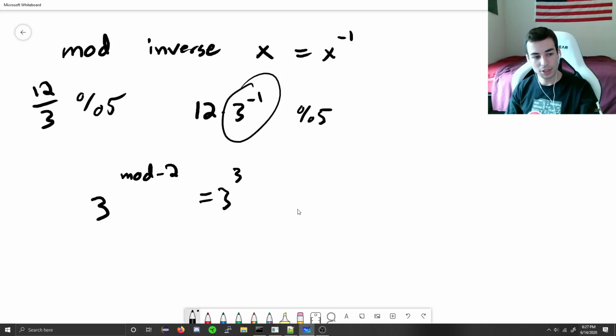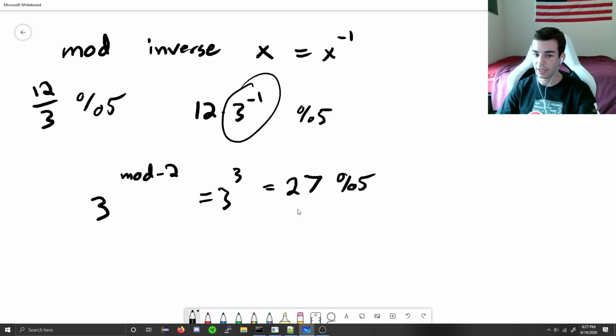So we want to calculate 3 to this power, 3 to the 3rd, for instance here. What is that? That's equal to 27. And then 27 mod 5 is equal to 2. So 3 to the 3rd power is equal to 2 under mod of 5.